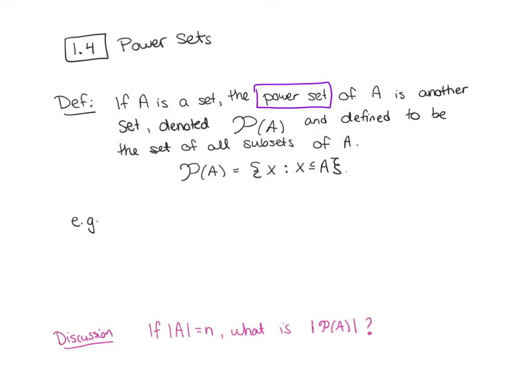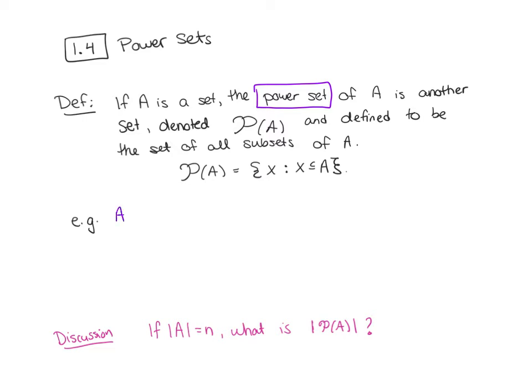Section 1.4 covers power sets. So in the last section, we talked about subsets. If you have a set A, you can form its power set by considering the set of all subsets of that set. So there's lots of words here, but let's see if we can break it down.